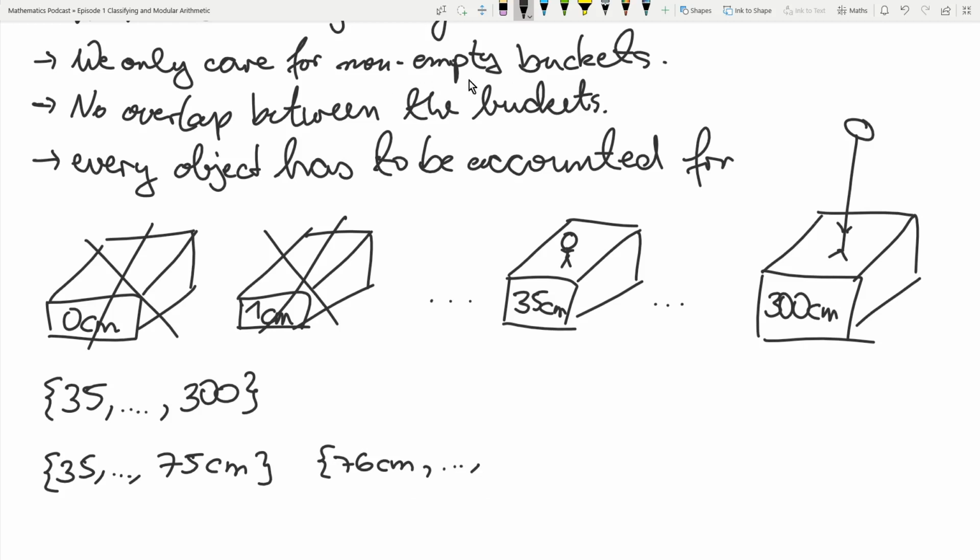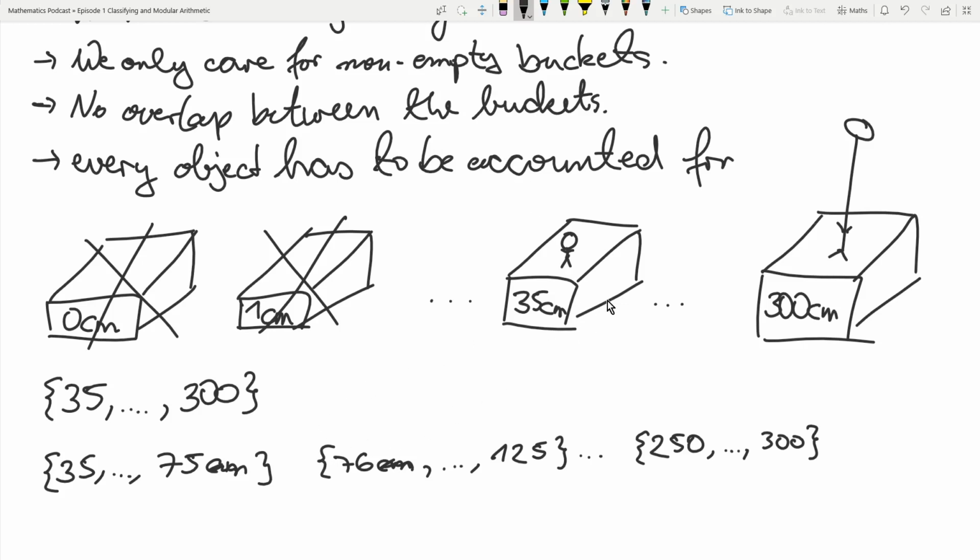Because buckets can't be overlapping, which means if I had 75 again here, they would be overlapping. Oh wait, I said I dropped the centimeters. Oh, up to 125 and maybe like this. I have no idea. Maybe like 250 up to 300. They don't have to be all in the same range. It doesn't really matter. What matters is that none of the buckets are overlapping. Every object is accounted for, and there is no empty bucket.